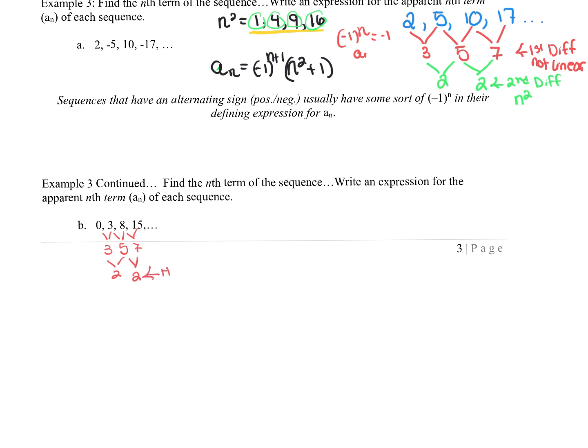This number right here is the same, so that tells me I need a something squared in my formula. So I'm going to have an a sub n in my formula with some kind of n squared. So if I do n squared, 1 squared is 1, 2 squared is 4, 3 squared is 9, 4 squared is 16. I'm going to compare that to these numbers. 1 and 0 are 1 apart. It's 1 less. 4 and 3 are 1 apart. 9 and 8 are 1 apart. So my formula is going to be n squared minus 1.